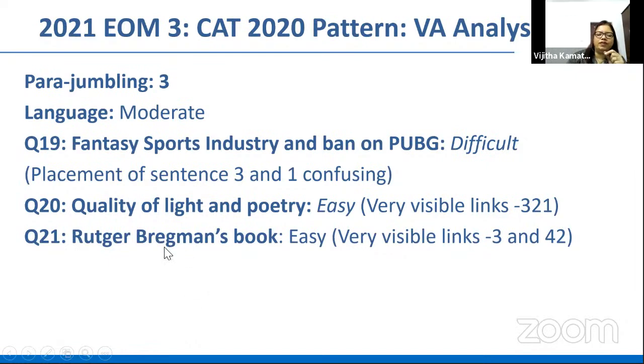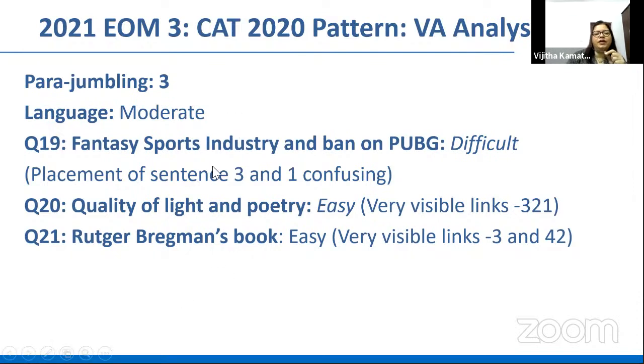The links that you would find in question 20, which talked of the quality of light and poetry, the 3, 2, 1, the first 3 links are so very visible, so very evident. And the fourth sentence automatically falls in place. Likewise, question 21, where you're talking of Rutger Bregman's book, had very, very visible links. 3 stood out as the starting sentence, and then 4 to connect with, which refers to this book, and then the last sentence that falls in place.